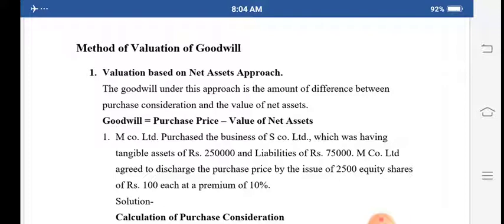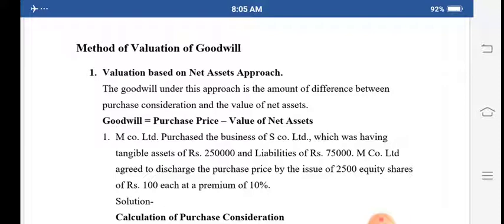Now see, M Company Limited purchased the business of S Company. So S Company is the transferor company and M Company is the transferee company. M Company Limited purchased the business of S Company. M Limited is the purchasing company, and S Company is the transferor company.